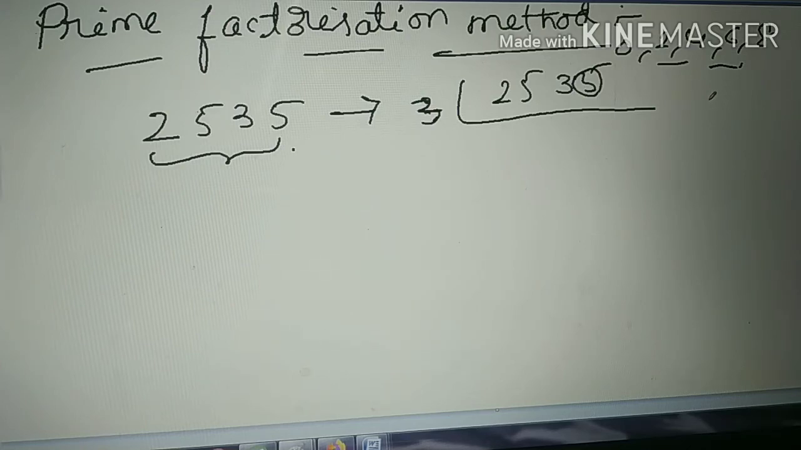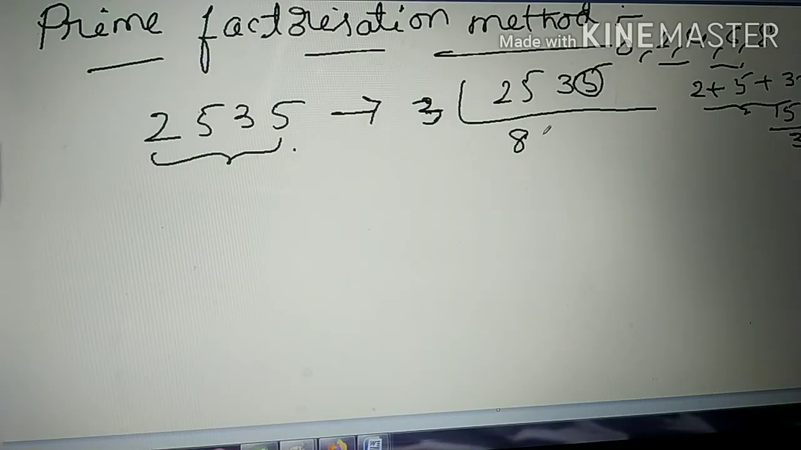And here I am applying the divisibility rule of 3 to check whether this one is divisible by 3 or not. We have to add all the digits of the given number. So 2 plus 5 is 7, plus 3 is 10, plus 5 is 15. So 15 is exactly divisible by 3. Now we can blindly do this with 3. So 3 8's are 24, 1 3. Now 3 4's are 12. After that 1 5, 3 5's are 15.